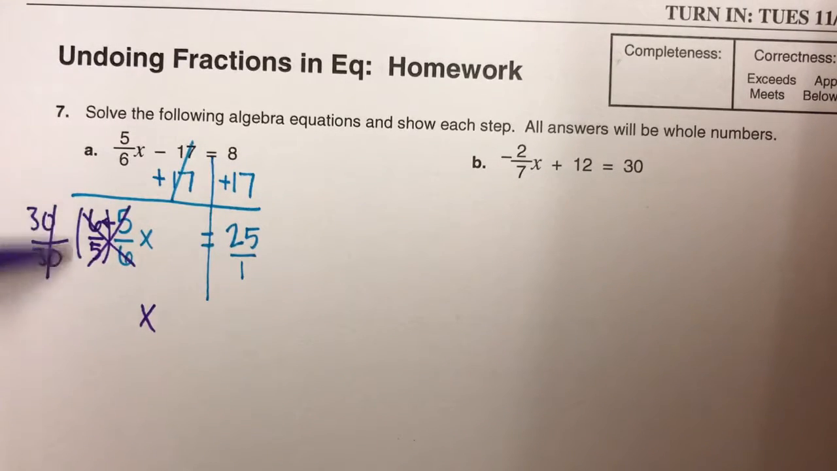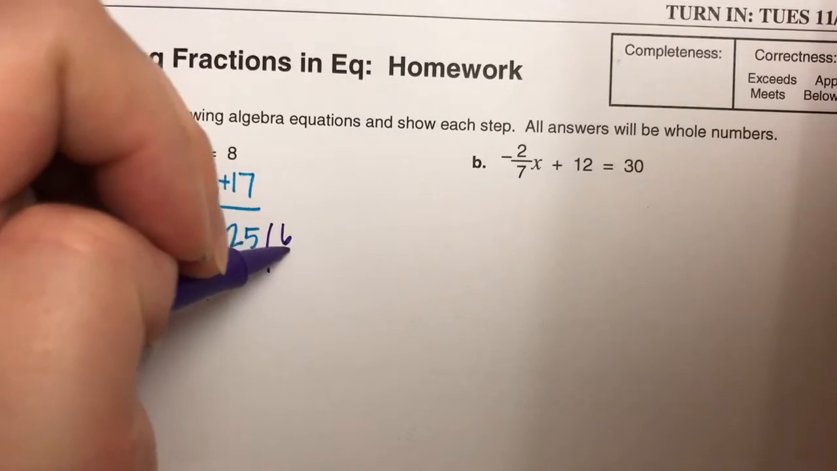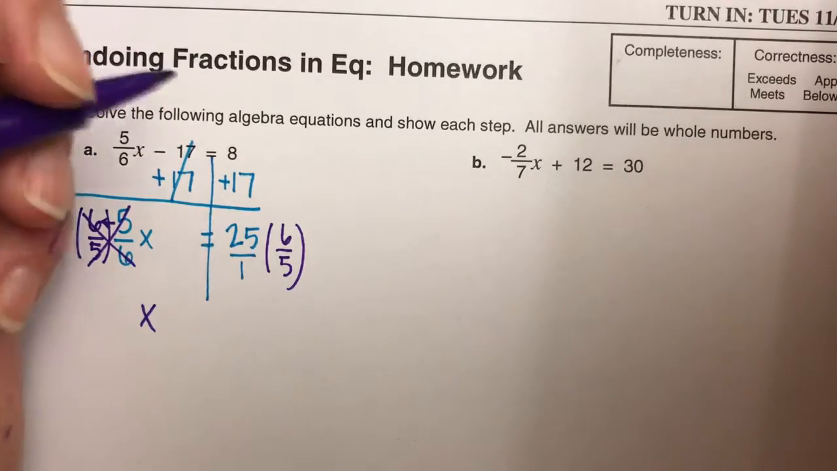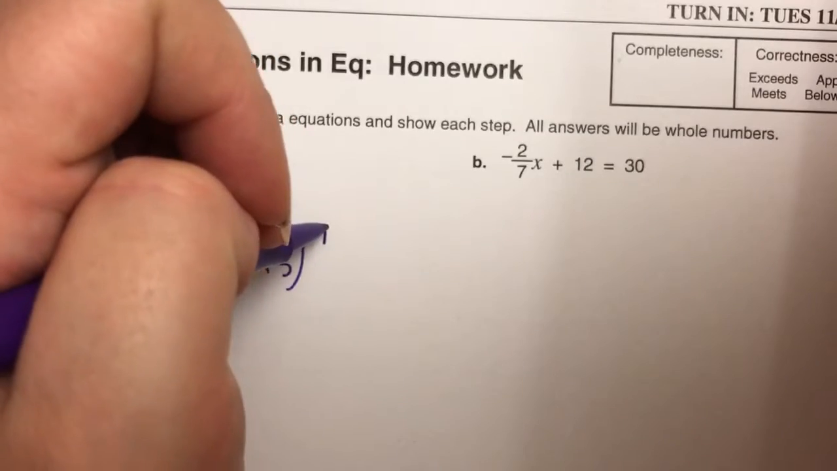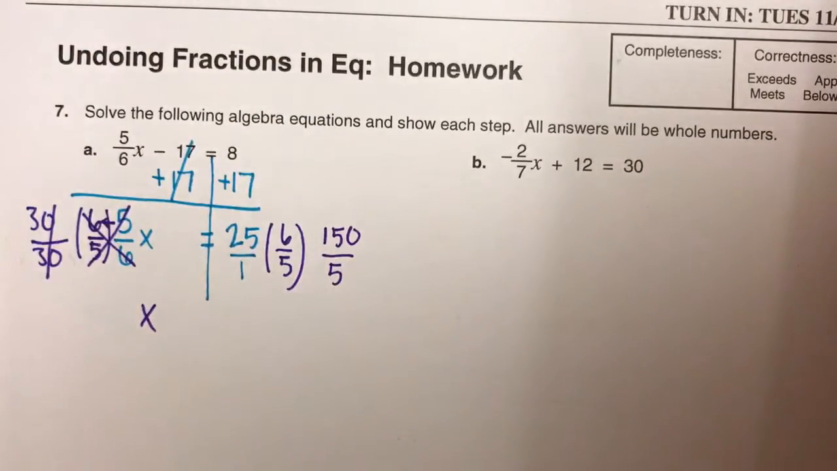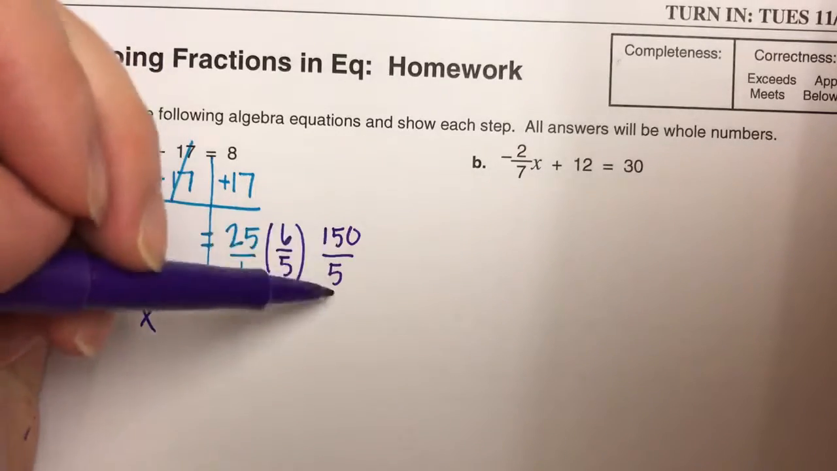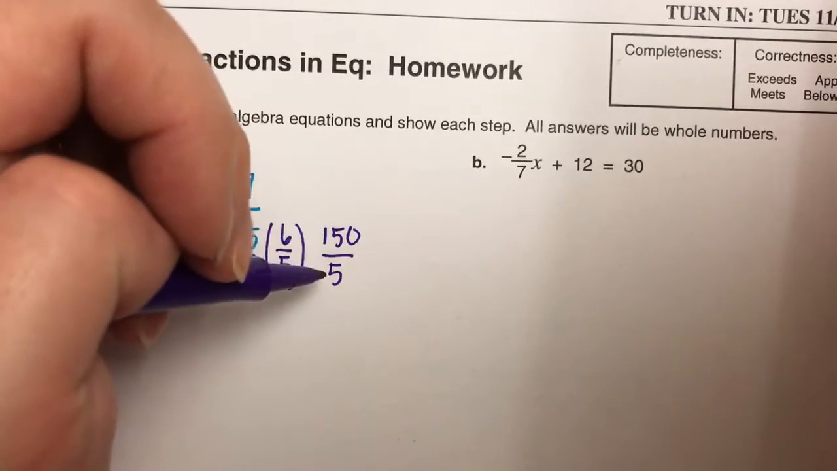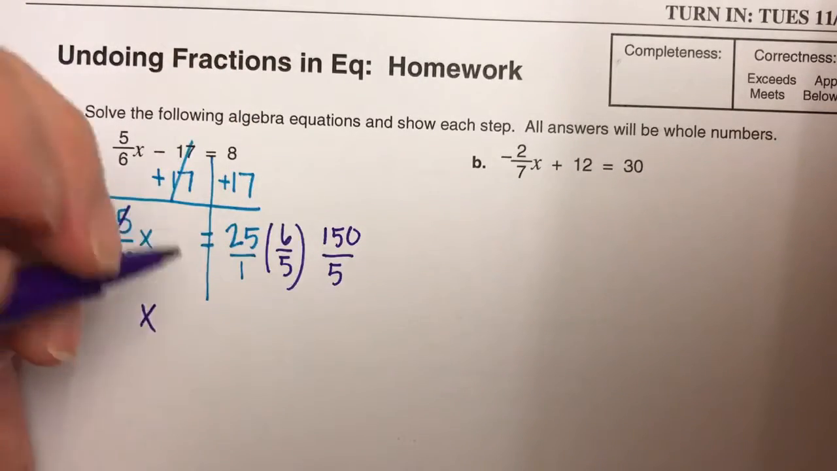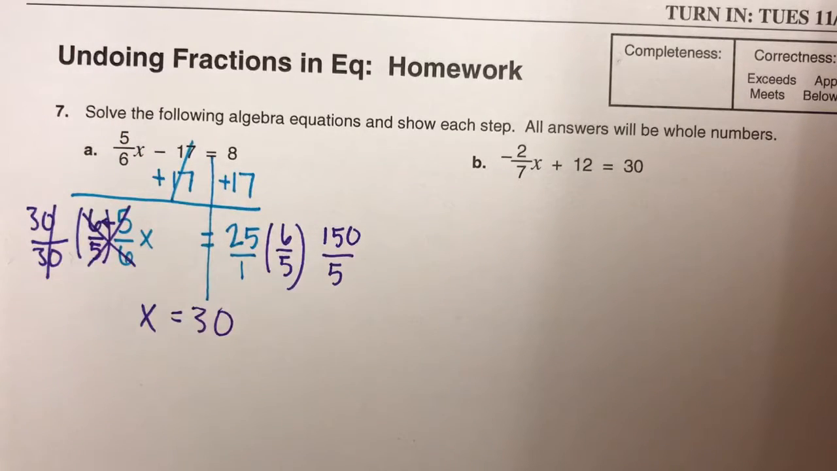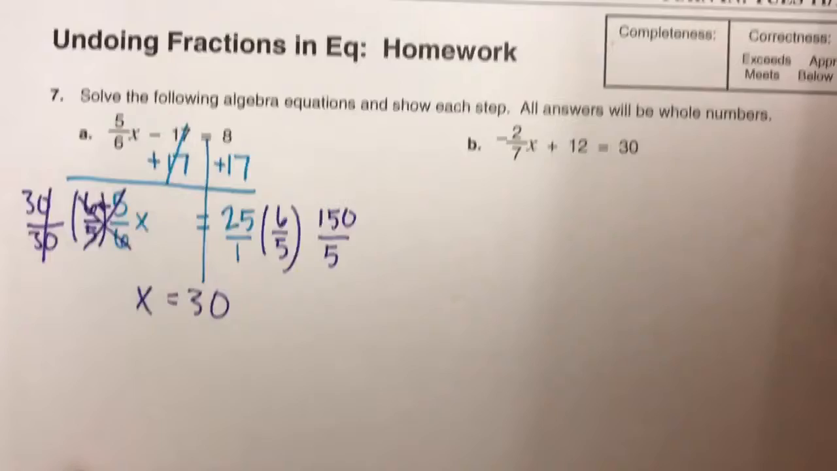However, if we multiply this side by 6/5, we have to multiply this side by 6/5. And so in doing so, we have 25 times 6. Well, 25 times 4 is 100, so 25 times 6 is 150. And then 1 times 5 goes here, and then we can cancel 150 divided into 5 groups. If we were to divide 5 into 15, we get 3, so add that 0 and make 30. So x is 30.